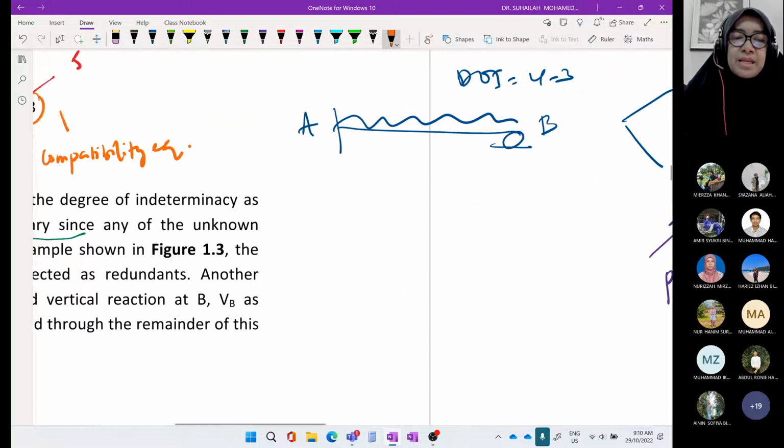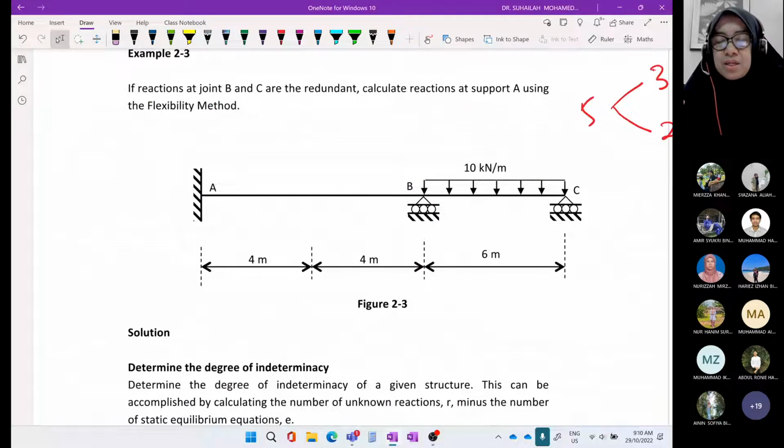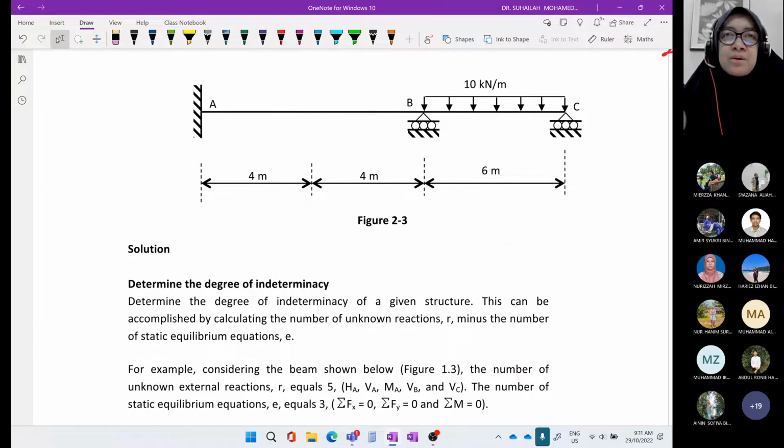Now when we look at this beam, we have 5 unknown reactions. With one redundant, we have 2 possible primary structures and 2 sets of solution, and we only have to choose one set. For 2 redundants, we will have 3 possible primary structures and 3 sets of solution. We can choose any one to analyze, to determine the redundants as well as the remaining reactions.